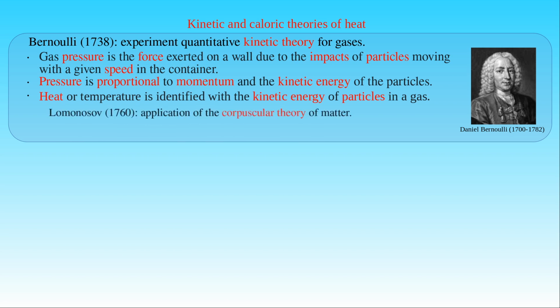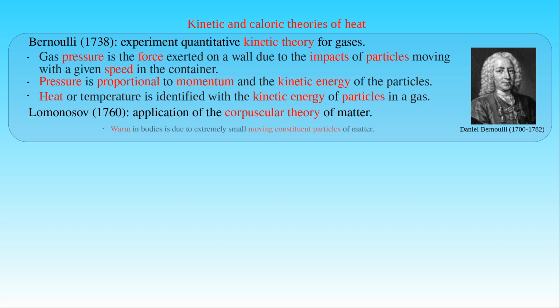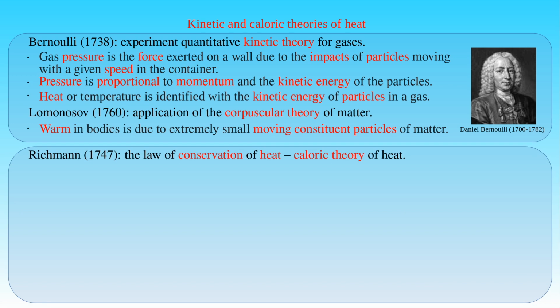In 1760, Mikhail Lomonosov also raised the issue in the framework of corpuscular theory, suggesting that motion can remain hidden in warm bodies due to the extremely small moving constituent particles of matter. However, another explanation of the phenomenon of heat became dominant after Richmann demonstrated the conservation of heat in 1747, which is known as the caloric theory of heat. In this theory, heat was considered as some kind of substance, called caloricum, which cannot be created and destroyed.